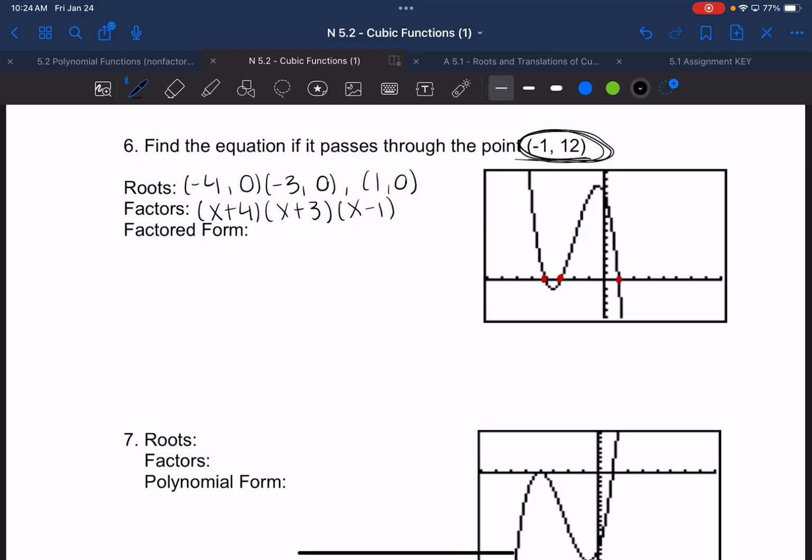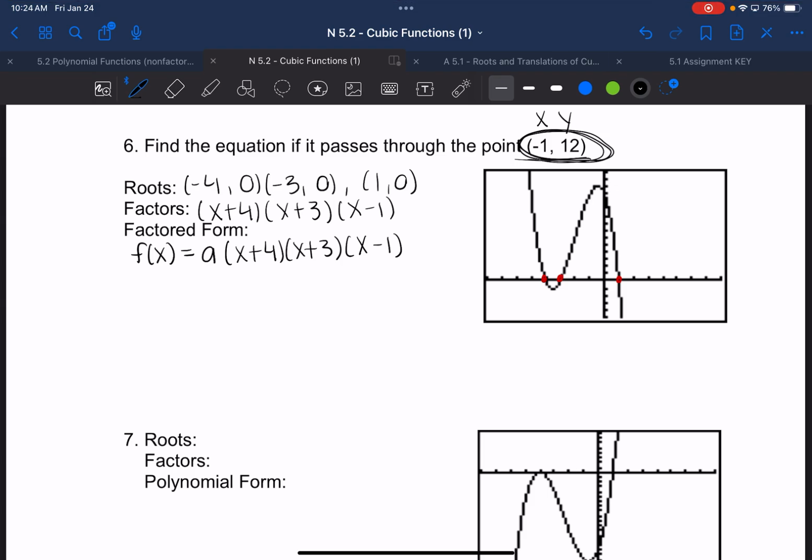Okay, so remember this is a coordinate point, some x and some y value. So in an equation, what this might be telling us is maybe it has some sort of a stretch, right, that makes it go through that particular value. So we're basically looking for an a value, right? The a is what goes at the front of the equation, that number. Okay, so in factored form, it should look like f of x equals a times all of our factors. X plus 4 times x plus 3 times x minus 1. Okay? Our job is to figure out what a is.